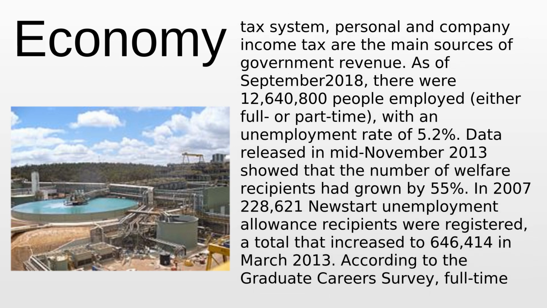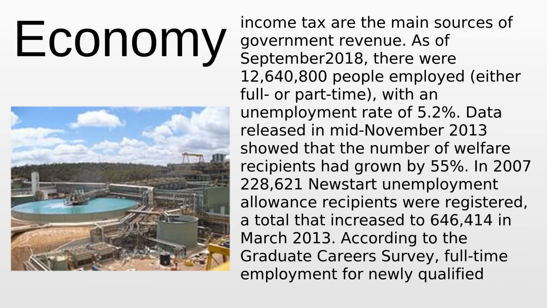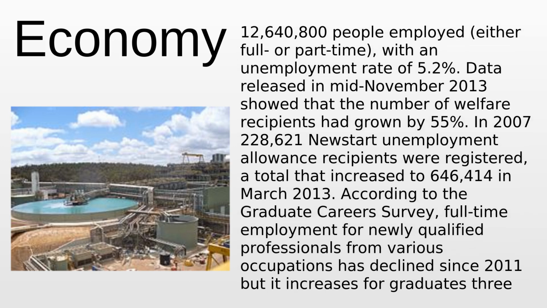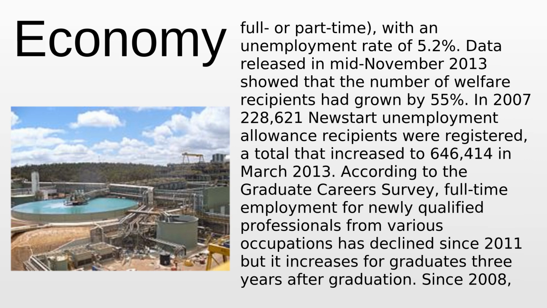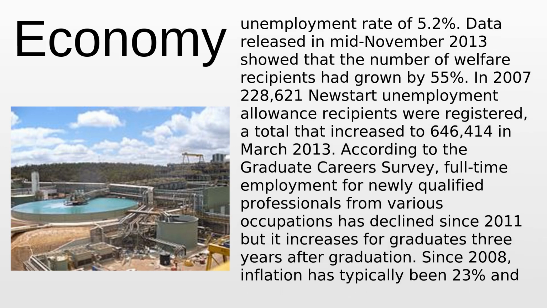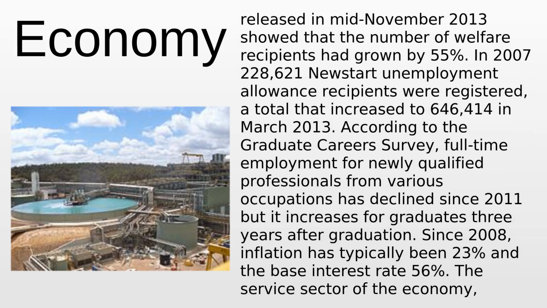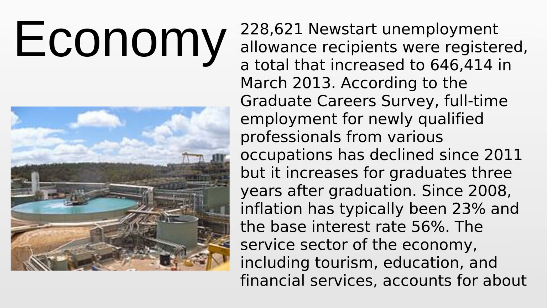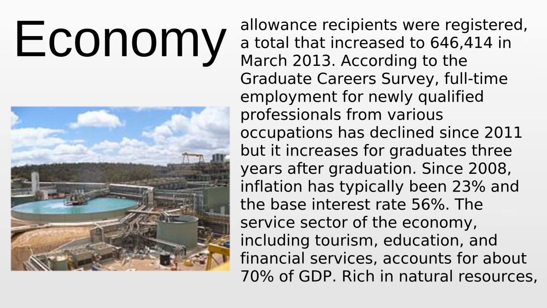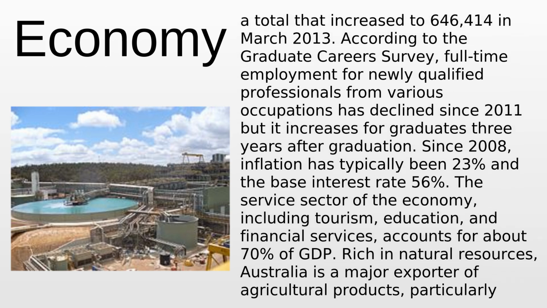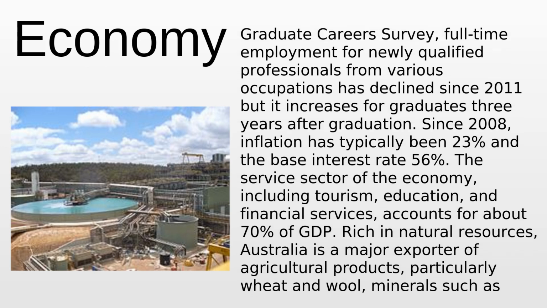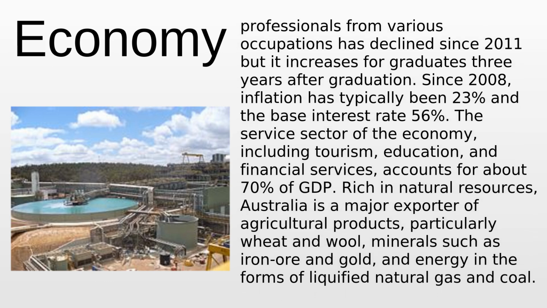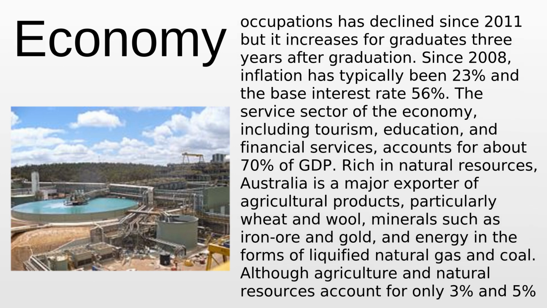As of September 2018, there were 12,640,800 people employed, either full or part-time, with an unemployment rate of 5.2%. Data released in mid-November 2013 showed that the number of welfare recipients had grown by 55%. In 2007, 228,621 New Start unemployment allowance recipients were registered, a total that increased to 646,414 in March 2013. According to the Graduate Careers Survey, full-time employment for newly qualified professionals from various occupations has declined since 2011, but it increases for graduates 3 years after graduation.